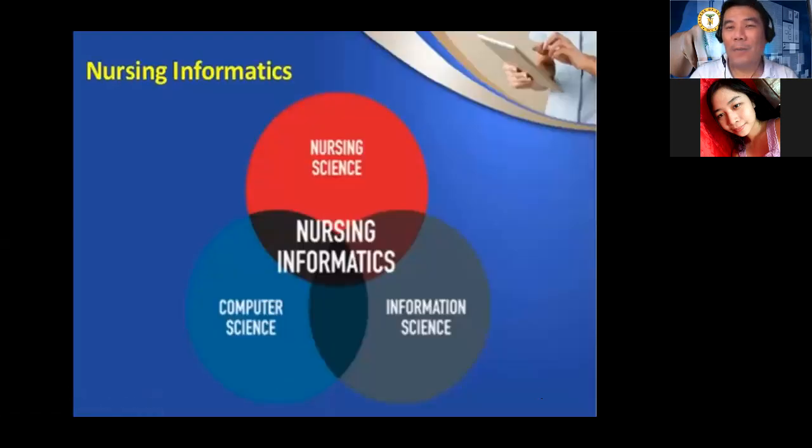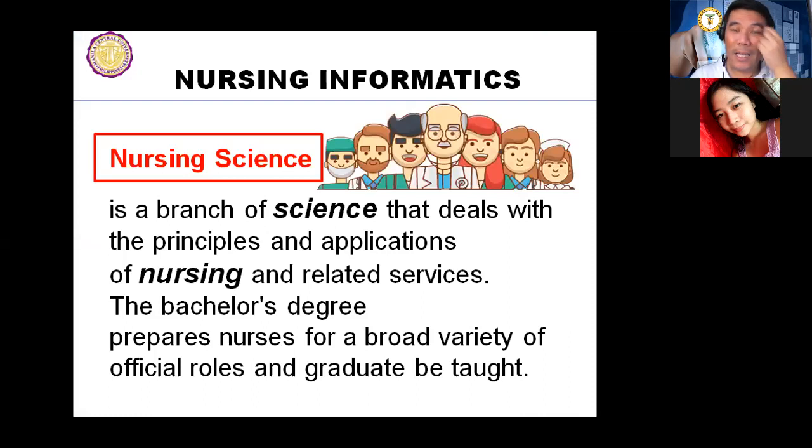Now, on the concept of nursing informatics, there are three areas. We have mentioned nursing science, information science, and analytical science. We have also considered computer science. When we talk about nursing science, from the term, it is on how you will handle information. That's why even during your experiment or laboratory activities, you discover things and analyze things.